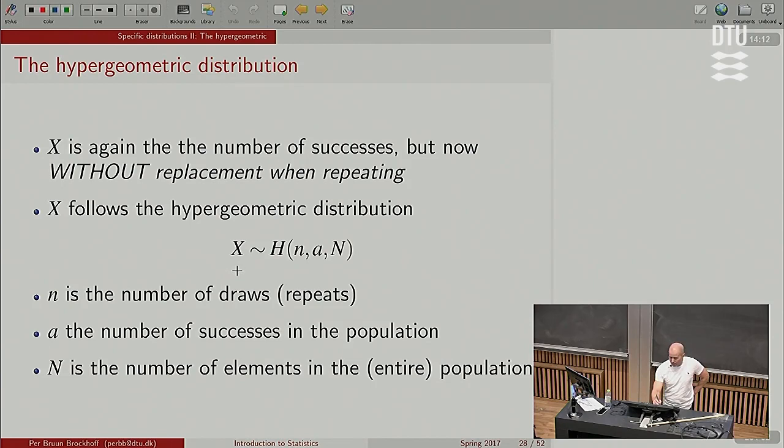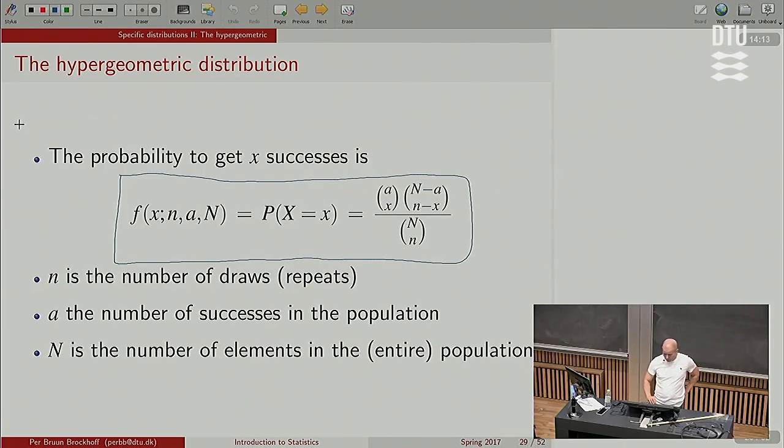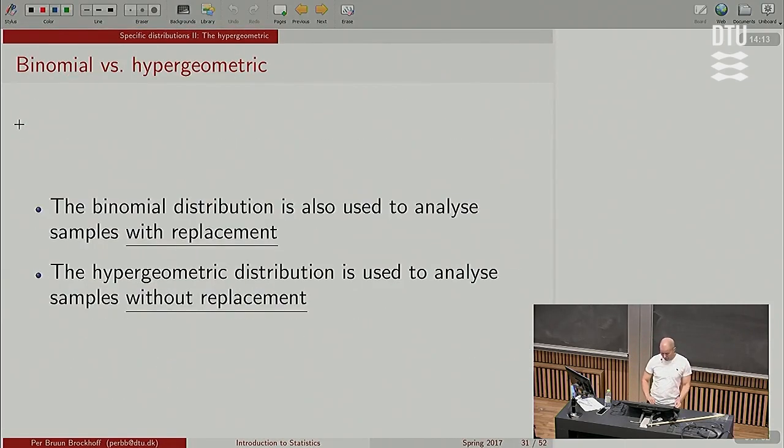We have this notation. It's about sampling without replacement. Yeah, well, I've said it all by now. So that's the hypergeometric distribution. We can play around with that in R. Let's see, here's a summary.